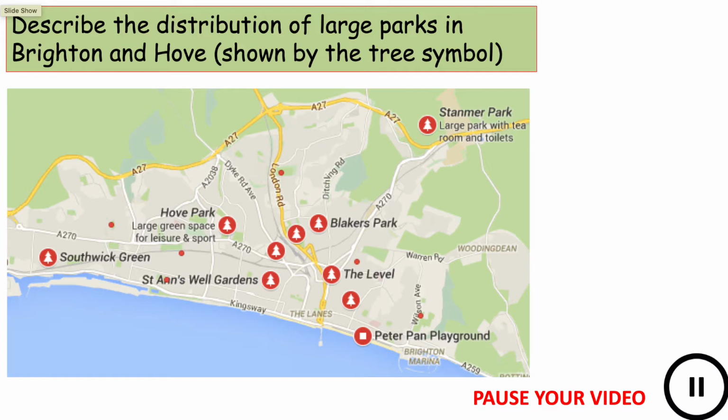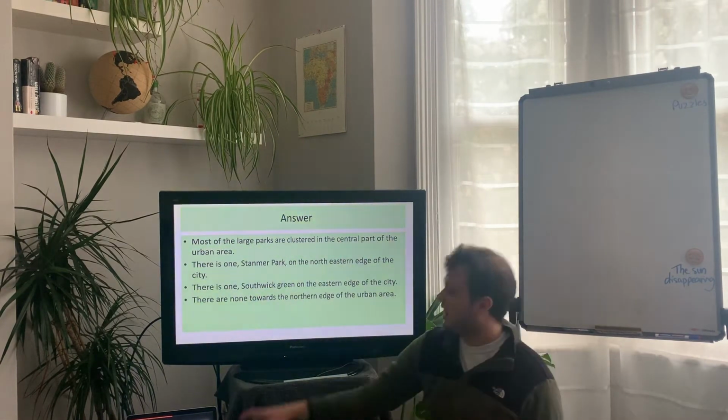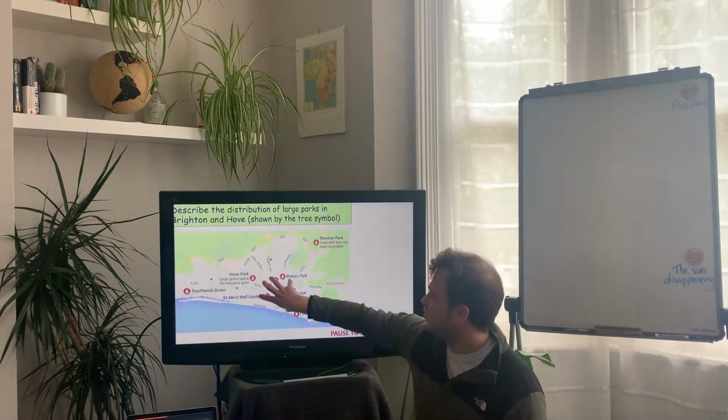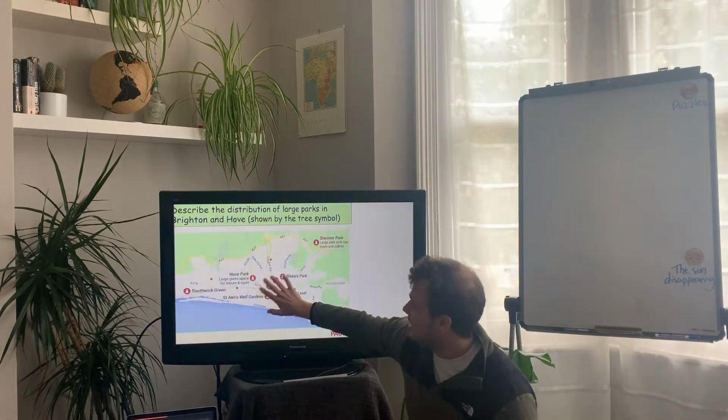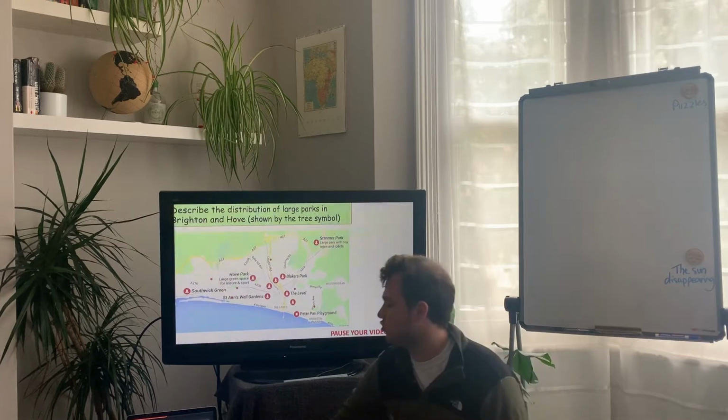Okay, so we could say most of the large parks are clustered in the central part of the urban area, because we can see here they're quite clustered in this central bit here. We've got 1, 2, 3, 4, 5, all in that very central part.